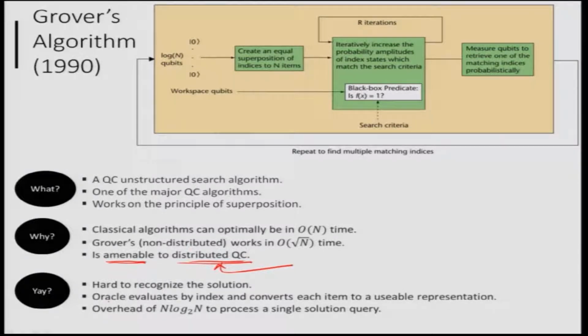Typically, the oracle which is used in Grover's algorithm evaluates by index and converts each item to a usable representation, and this can be utilized to ensure that when the system is getting into the distributed quantum computing mode, this particular oracle evaluation is put to a proper use, and the overhead of this process can be put back into the principle to see if we can have an advantage.